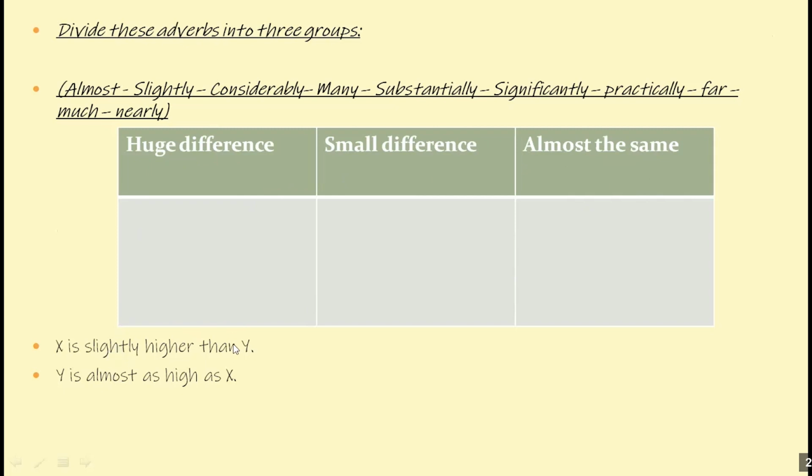If you say X is slightly higher than Y, you're trying to say that there's a small difference between X and Y. X is higher than Y. You're not saying that they are the same. You're saying that X is higher than Y. And that's why the word slightly belongs to small difference. But look at this one. Y is almost as high as X. Here you are trying to say that they are the same, but not exactly the same. And that's why we use the word almost. So almost belongs to this category. Slightly indicates a small difference, but almost belongs to the category in which you're trying to say that they're almost the same. So take some time, put these adverbs in the right places, and then I'm going to show you the right answers.